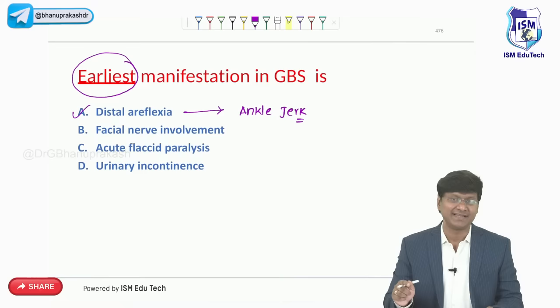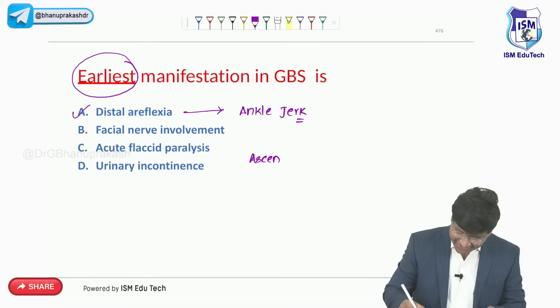And the characteristic description of the paralysis in Guillain-Barré syndrome is what? It is ascending paralysis. So what type of paralysis is that? It is ascending paralysis. That is what you will have in patients with the Guillain-Barré syndrome.